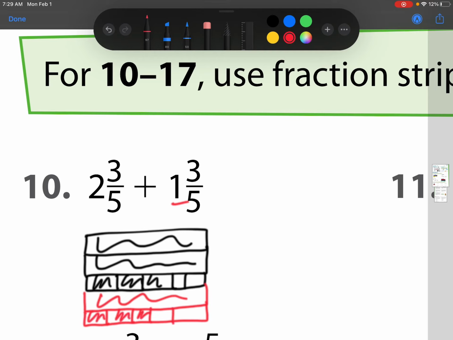So what do we see here? Well, notice we can take these 2 right here and we can fill them in up here. So now what do we have? Well, we have 1, 2, 3, 4 wholes. And we have what? We have 1/5 left over. So our answer is 4 1/5.